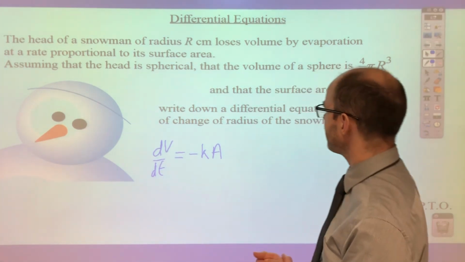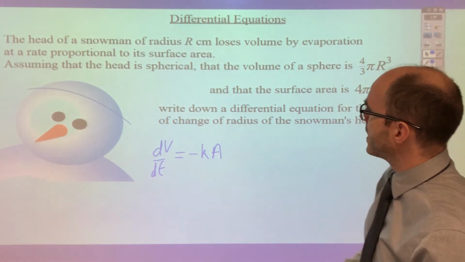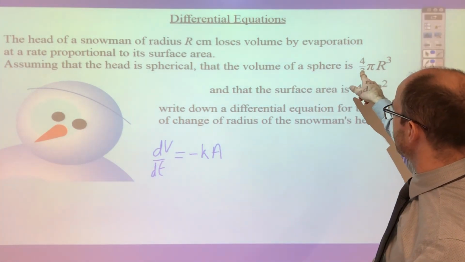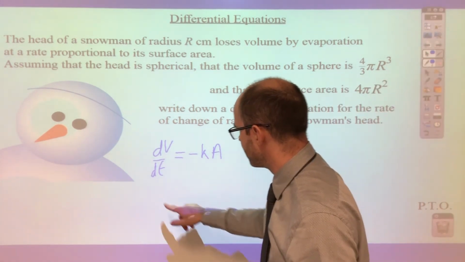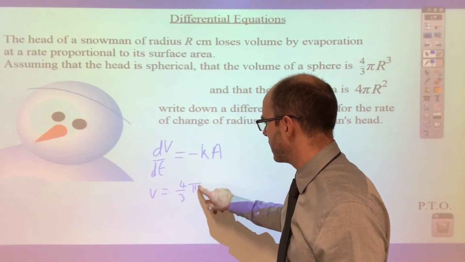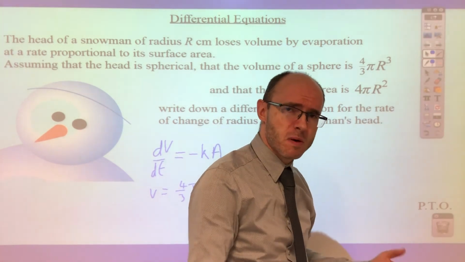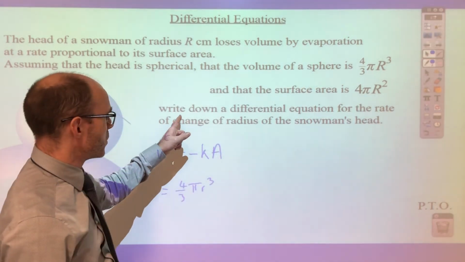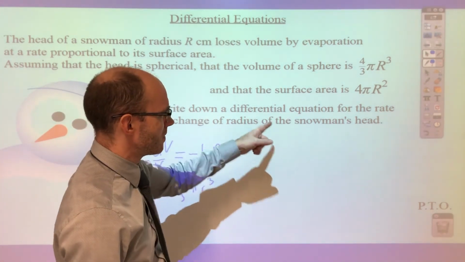We're told what the surface area is, and we'll probably come back to that. We're also given that the volume of a sphere is 4/3 pi r cubed, so V equals 4/3 pi r cubed. What do we need to do? Write down a differential equation for the rate of change of the radius of the snowman's head.